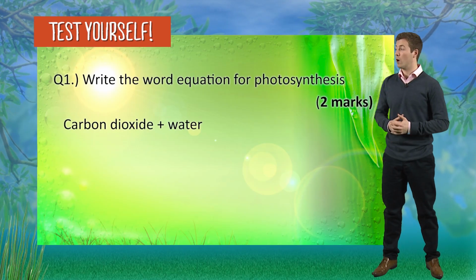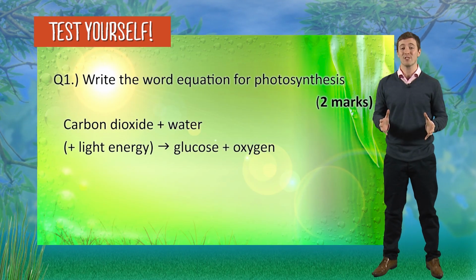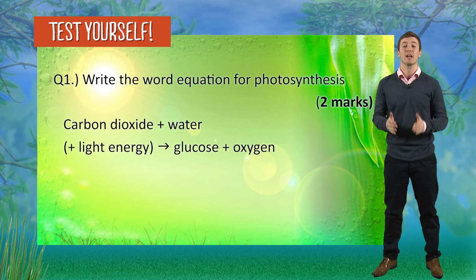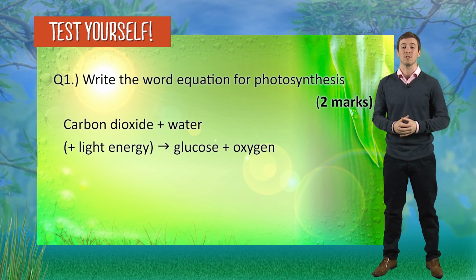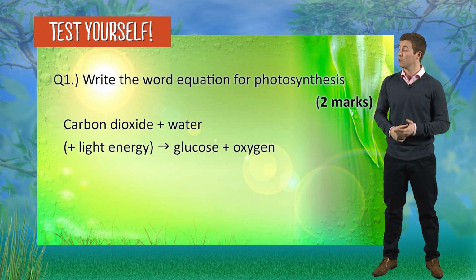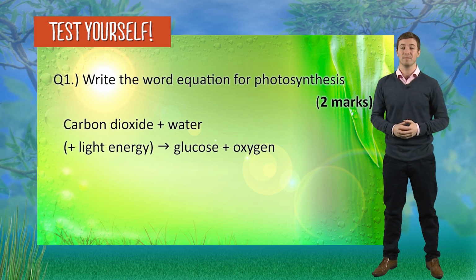Carbon dioxide plus water, and also plus light energy. If you write this, make sure that it's in brackets because it's not a substance. These are then converted to glucose and oxygen.